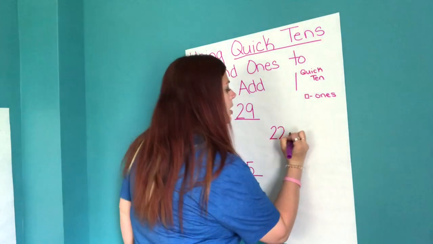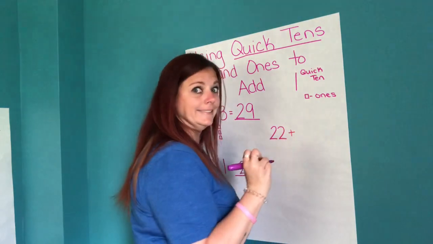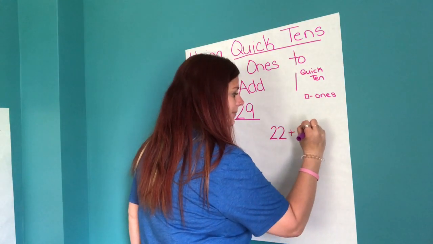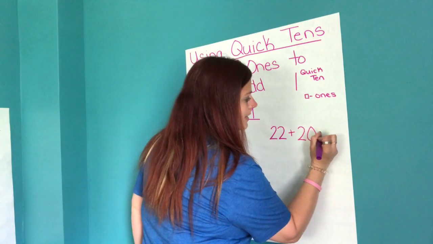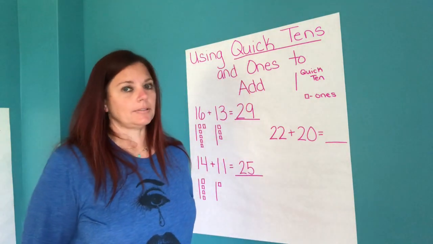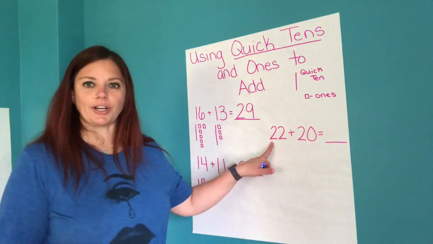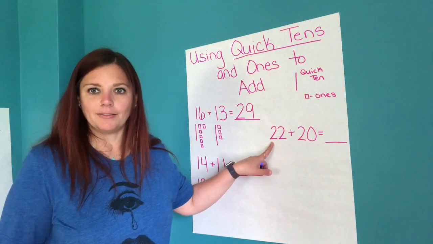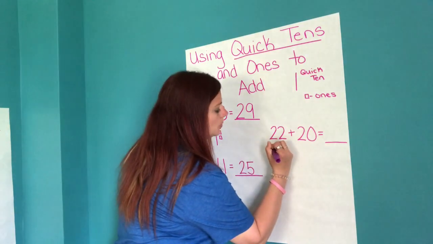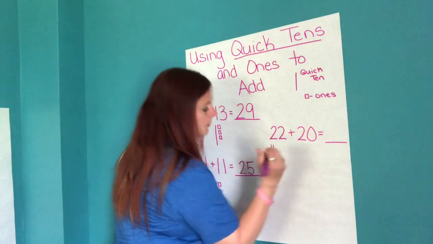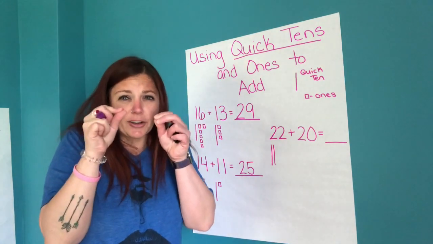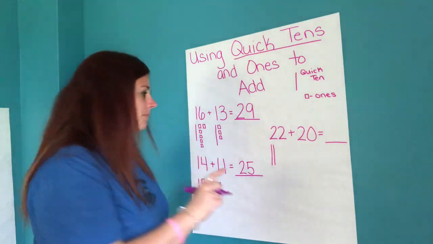22 plus 20 equals blank. Big numbers. So let's look at our tens place. What number do you see? 2. So how many quick tens am I going to draw? 2. 1, 2. And I want to make sure you try to keep it neat because you don't want to get them too close together because then you might get confused.